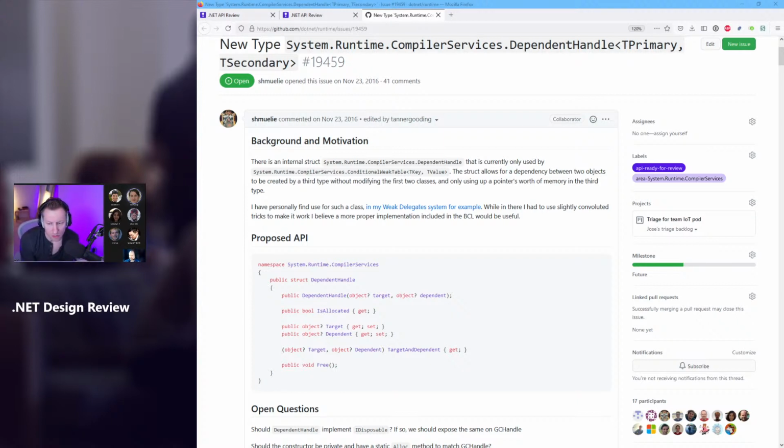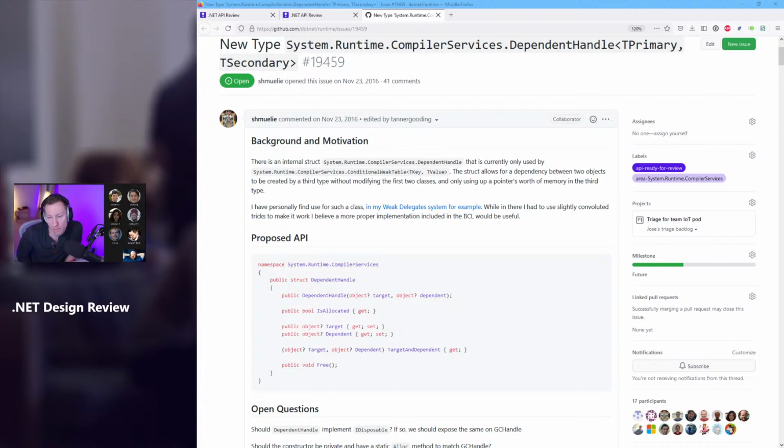I mean, the nice thing with the decompose thing, though, is that if you ever need to add a third one, you can. I mean, I guess you can. It's never going to happen here. This is a very specialized type, which is why it's in compiler services. It's basically a thing similar to GC handle. It's basically never going to change. It's always going to be a target and dependent here.